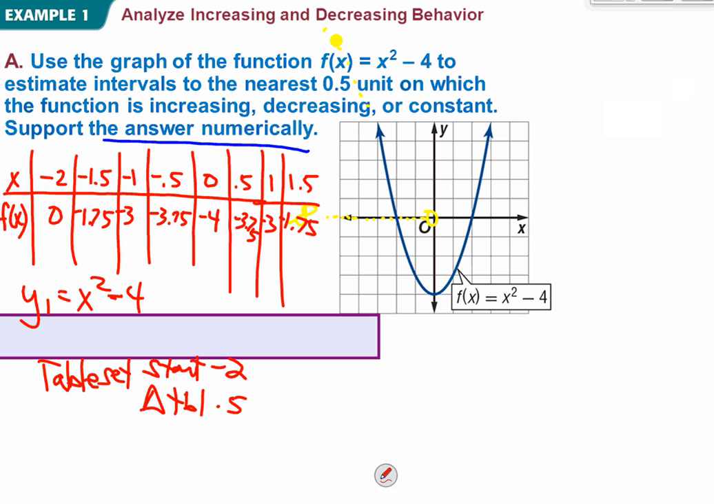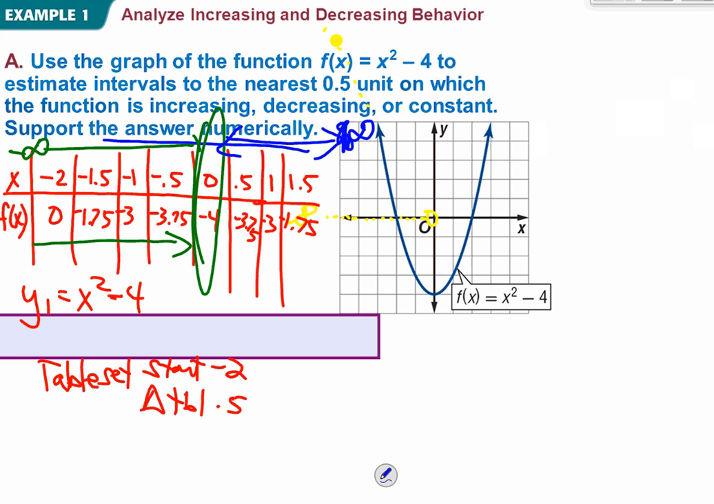So for this, we're just validating that. At 0 is where it hits that as we're looking. So from negative infinity to 0, it's decreasing, and then from 0 to positive infinity, it's going to be increasing as we go. Two things you have to do when you're giving these: you have to say if it's increasing, decreasing, or constant, and you have to give the interval for that.